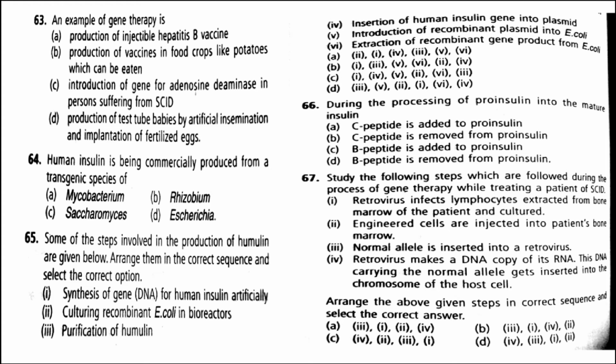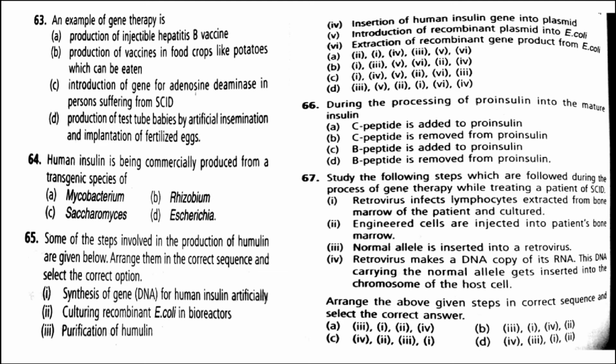Next, an example of gene therapy is: A, production of injectable hepatitis B vaccine. B, production of vaccines in food crops like potatoes which can be eaten. C, introduction of gene of adenosine deaminase in persons suffering from SCID. D, production of test tube babies by artificial insemination and implantation of fertilized eggs. And the answer will be option C, introduction of gene for adenosine deaminase in persons suffering from SCID.